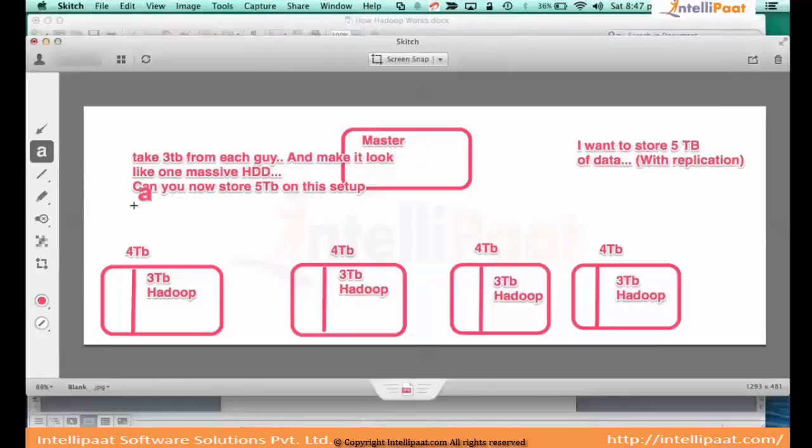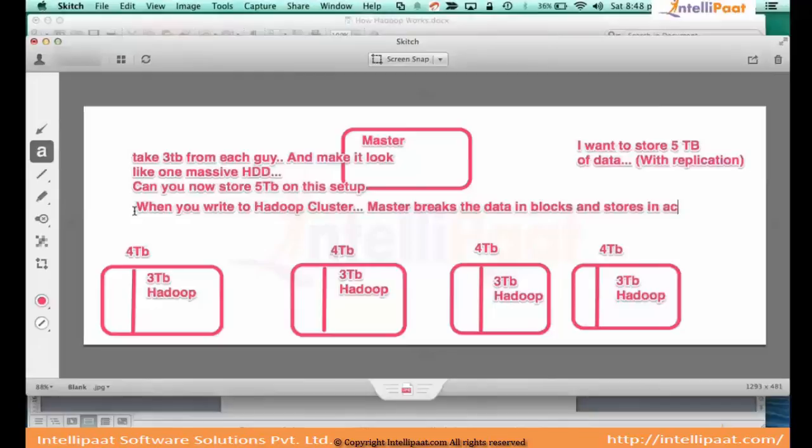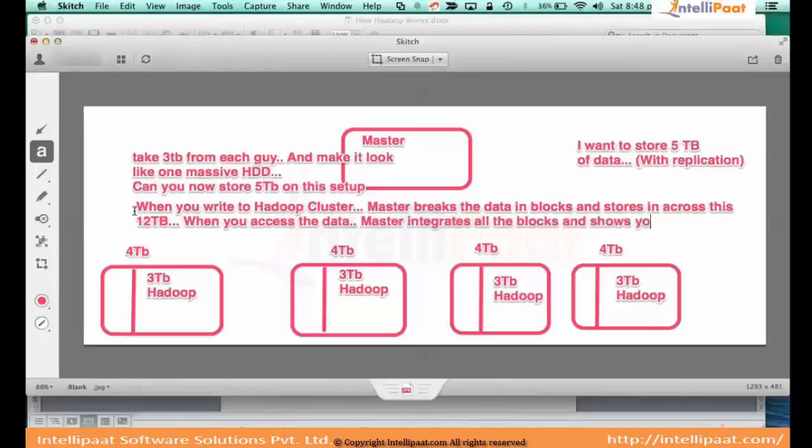So what really happens is, when you write to a Hadoop cluster, the master breaks the data into blocks and stores it across these 12 terabytes. When you access the data, the master integrates all the blocks and shows you the file.